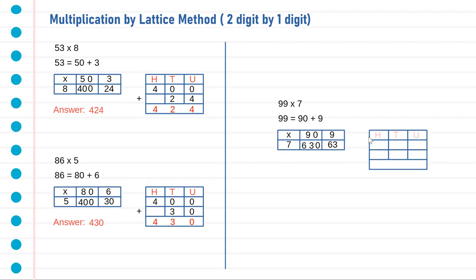Now, we'll add these numbers. 630 plus 63. 0 plus 3 is equals to 3. 3 plus 6 is equals to 9. And here any number is not there. That's why this 6 will come here as it is. Now, we have the answer 693.